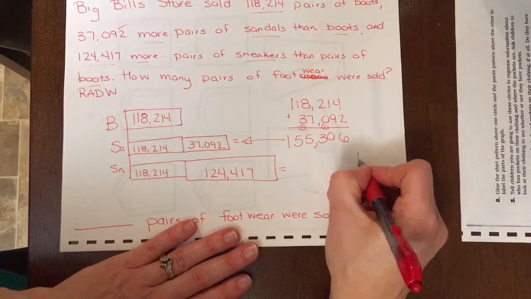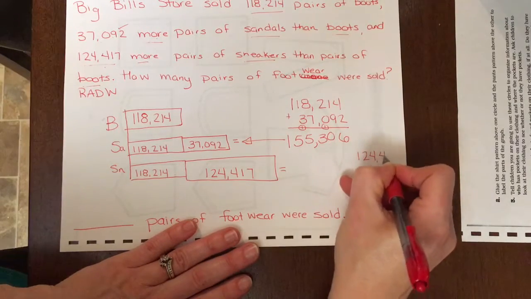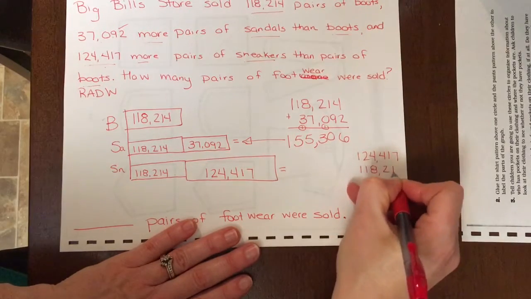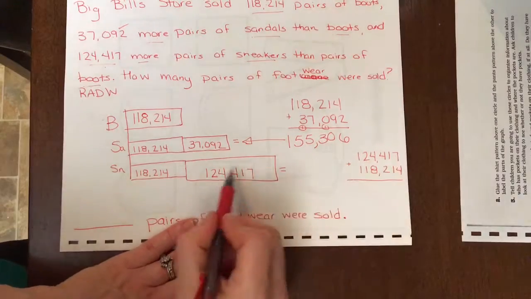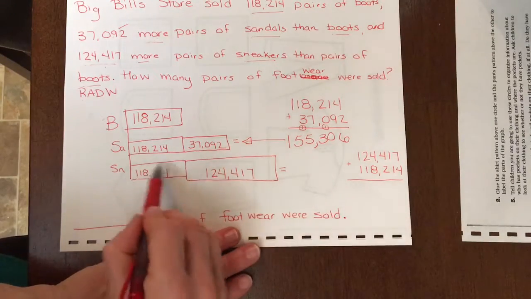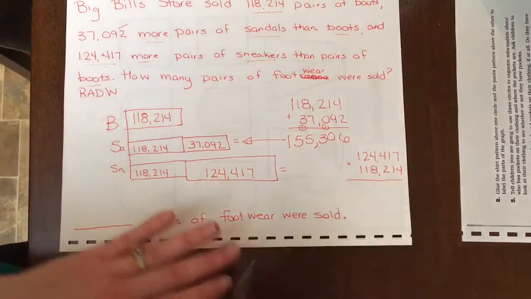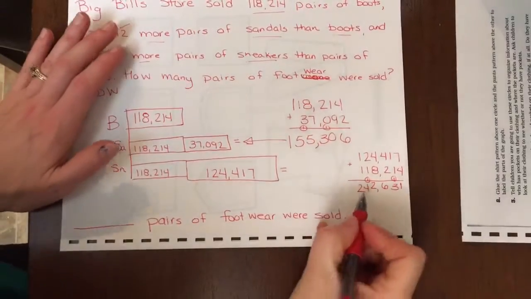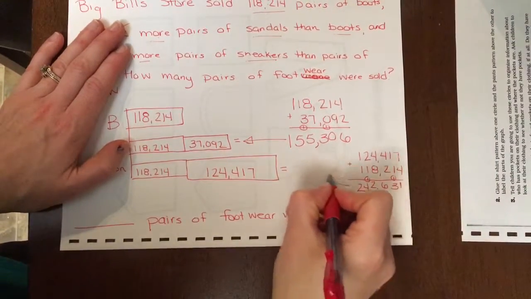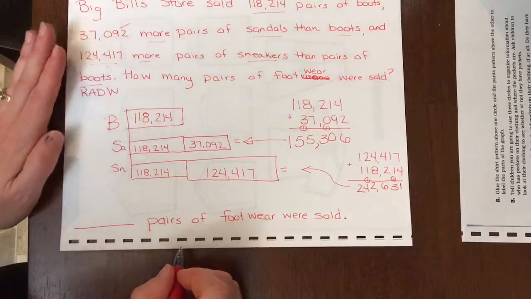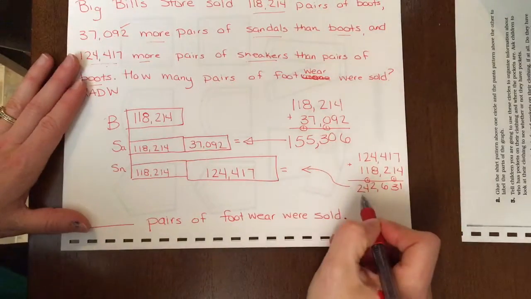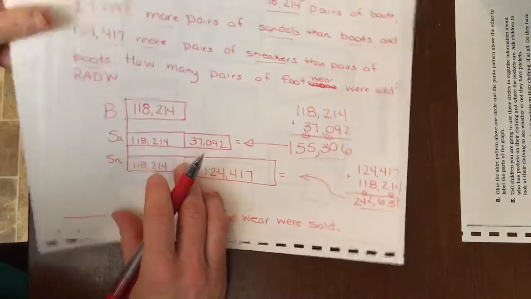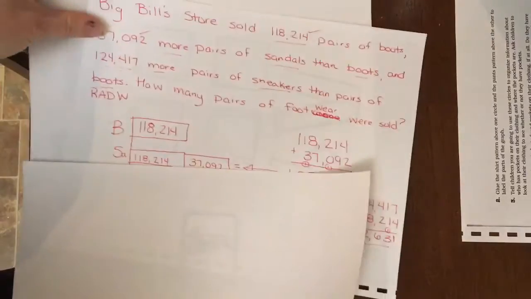And I'm just going to move that over here. I always put the bigger number on top, regardless of adding or subtracting. So I just took the more plus the original boots, and I wrote them over here. Go ahead and pause while you add that up. I got 242,631. But I'm not done yet. This is sneakers, this is sandals, and that's boots. So I'm going to get myself a new piece of paper, and I'm going to add all of those up.